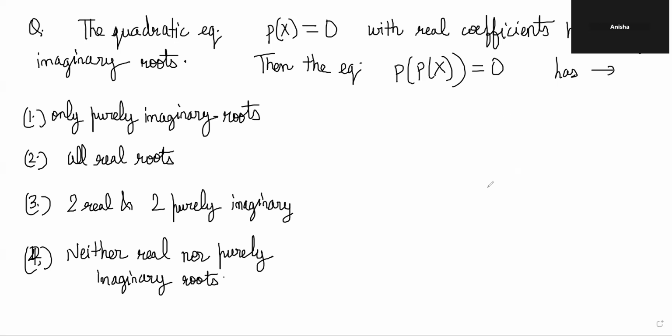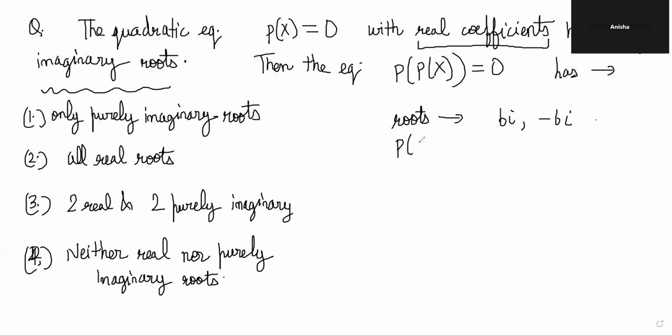This is a nice conceptual question. First of all, you should remember what we discussed earlier. If there are real coefficients in an equation and it has imaginary roots, then they have to be conjugate pairs, right? So if it has purely imaginary roots, it will be of the form some a i or minus a i. We can put the roots as b i and minus b i, right? These are the roots of p of x equals 0.